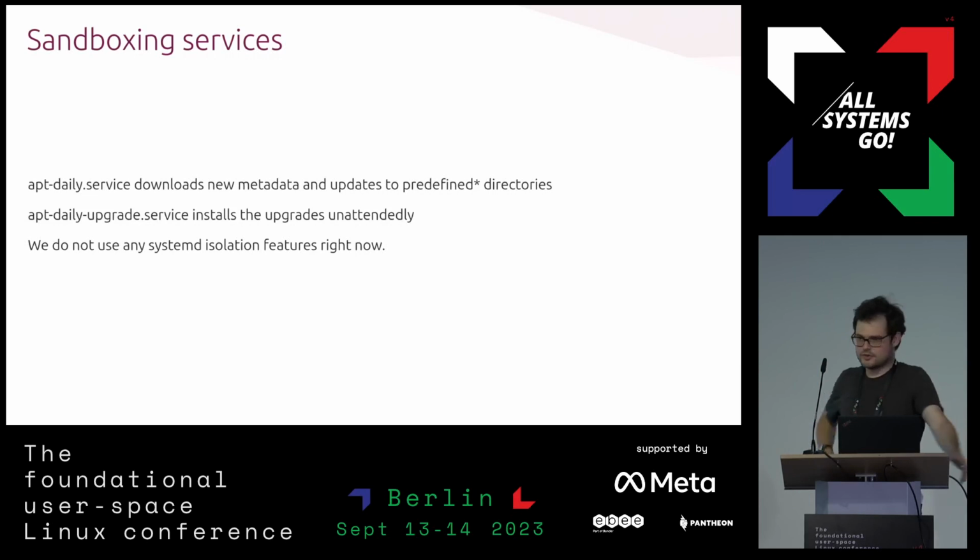So I already said we have two services. The daily service downloads metadata and updates to predefined directories. So we have a /var/lib/apt/lists directory where it downloads the metadata to, and we have a /var/cache/apt directory where it downloads packages to. And then the apt-daily-upgrade service installs the upgrades to the system unattendedly if you have configured the system to install updates unattendedly. And the problem is, I think, we don't use any of the systemd features to isolate those services at the moment. But of course, we probably should.